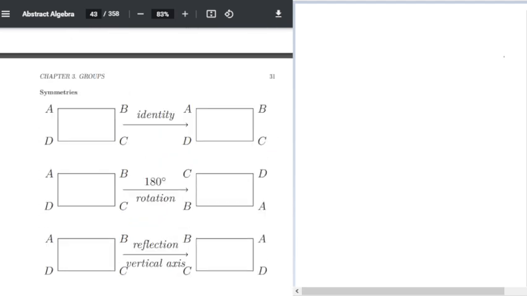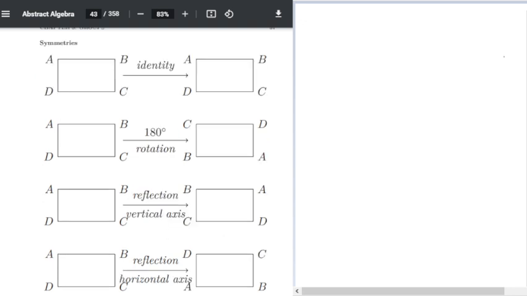Alright, this right here is a preview. We're going to also see that this kind of sense of operations that we've been having on the integers mod n will also apply to symmetries of a rectangle. But for now, we're not going to worry about that.